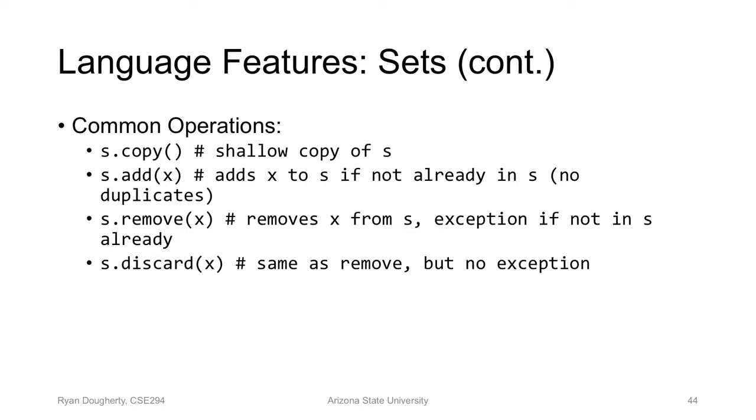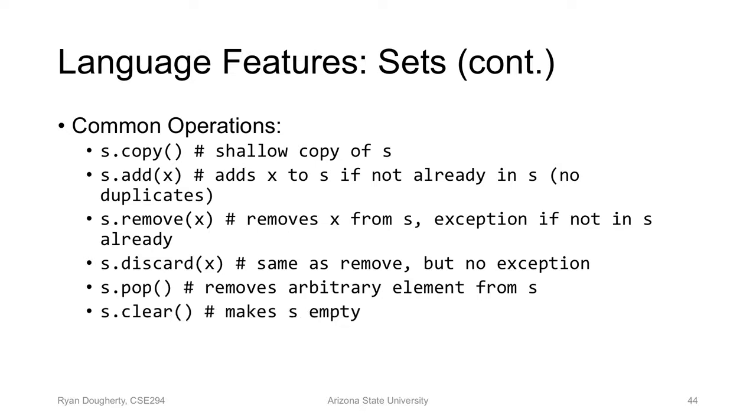S.discard(x) is the same but with no exception. S.pop: obviously, since we can't index into a set, there's no way to remove, say, the last element of a set, so it just removes an arbitrary element. Sometimes that's necessary for when you want to just pick an arbitrary element, so that's an easy way to do that. S.clear, like for lists, is just the same thing as making the container empty, and that's it. So, any questions on the Python stuff?